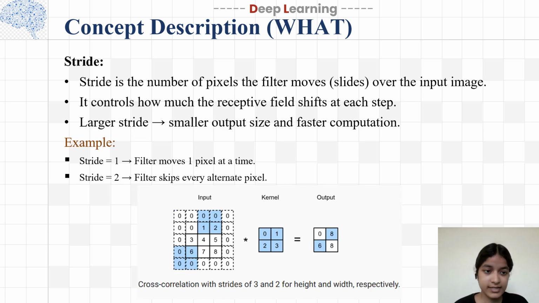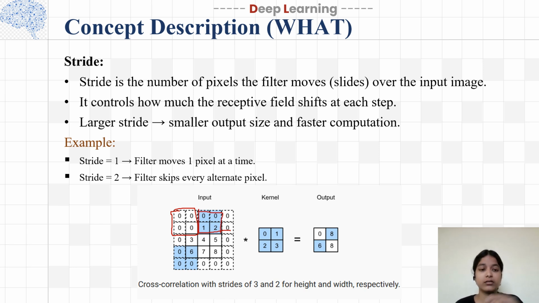Next, it's stride. The stride is the number of pixels the filter slides over the input image. As we know, the kernel moves through the image, so stride decides how many pixels the kernel moves. Stride 1 means the filter moves 1 pixel at a time, and stride 2 means the filter skips every alternate pixel. As you can see in the given example, the kernel has moved 2 pixels. First, it is applied on all the 0 corners over here, and it moved directly 2 pixels, and it has gone to here.